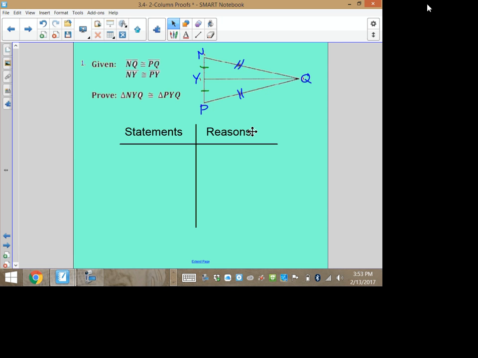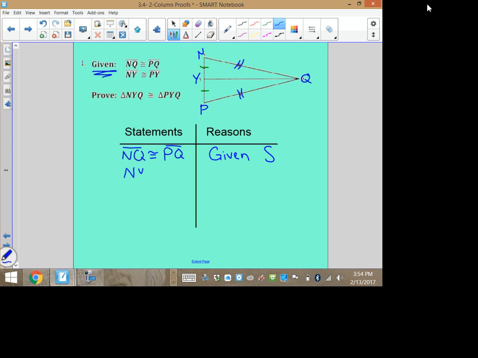So my first step in my proof is going to be to write my given statements. So I'm going to write NQ is congruent to PQ. And how do I know that? Because it was given. So I can write given as my reason. And note that this is a side. So a side is congruent to another side. And then I also know that NY is congruent to segment PY. And again, I know that by given. And that's also a side again.